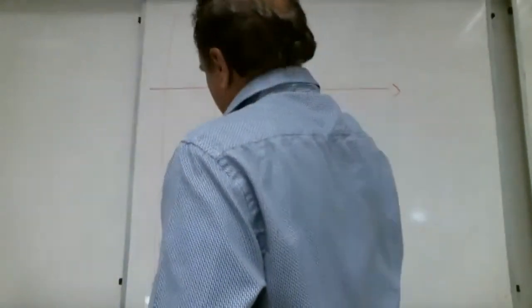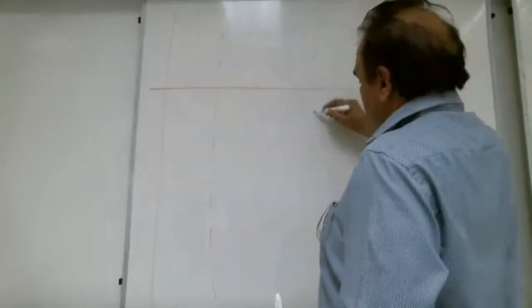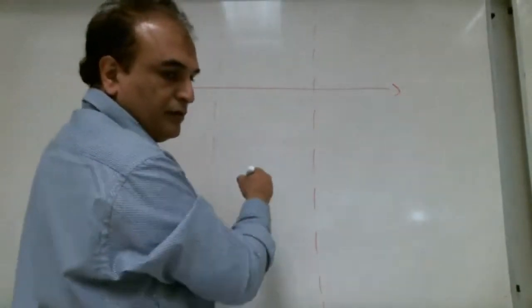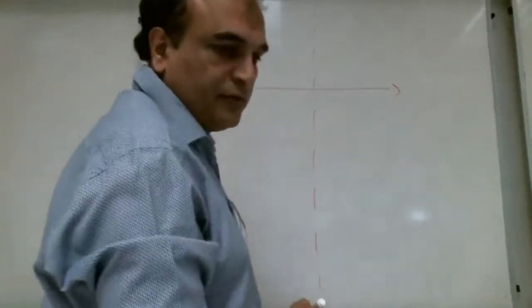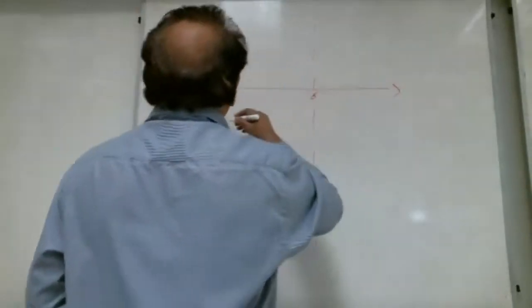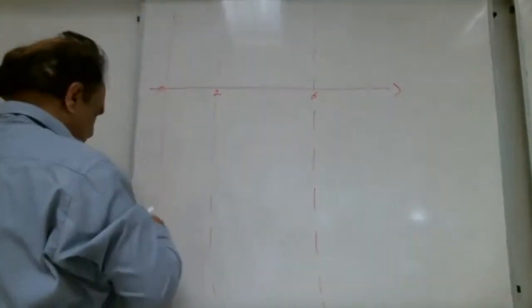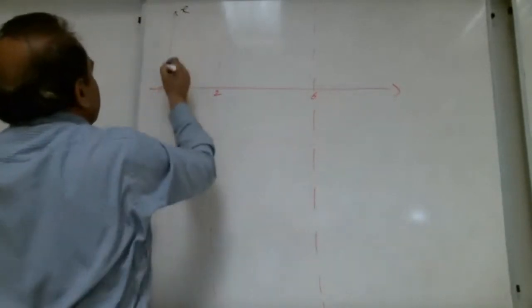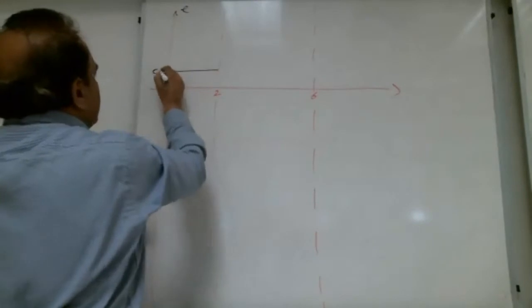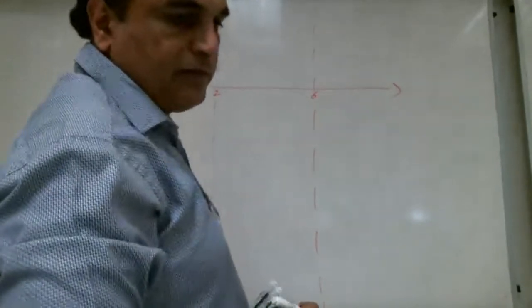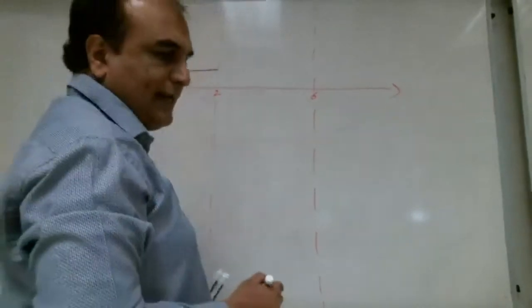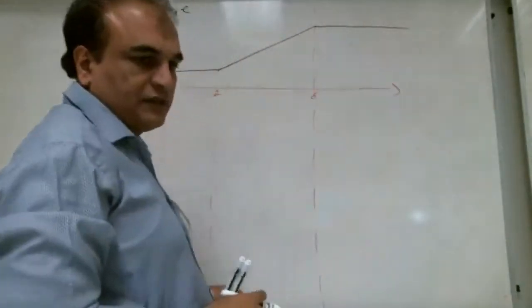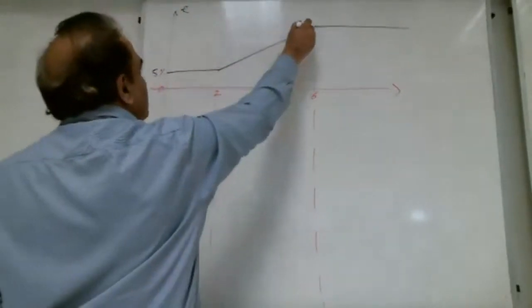This error is given, Shabab, like this. This is 0, 2, 6. From 0 to 2, error is 5%. Right, Shabab? And at 6, it becomes 25%.